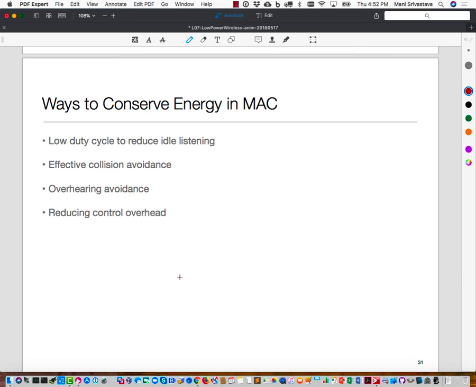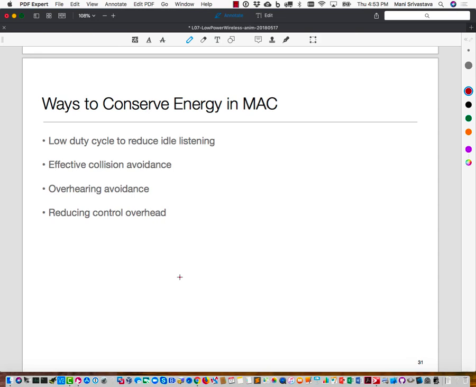Overhearing avoidance. This is kind of a challenge too. I'm sending a packet here, but everyone else in my neighborhood is also getting that packet. And until they receive the packet, they don't know whether the packet is for them or not. So could I avoid this overhearing, because overhearing is pure wasted energy. Unfortunately, it's very hard to avoid unless you have radios which can somehow, after they have listened to a little bit of the packet up front, say, hey, it's not for me, and go back to sleep.